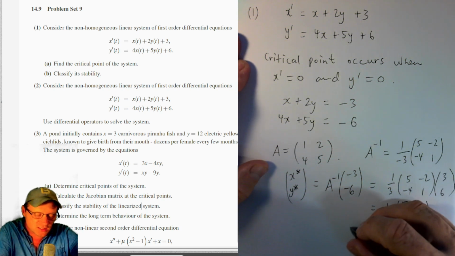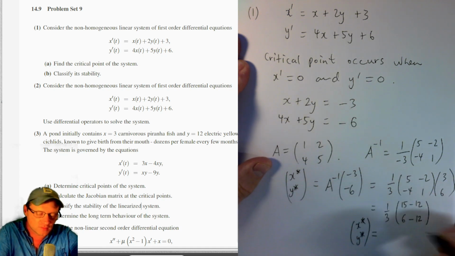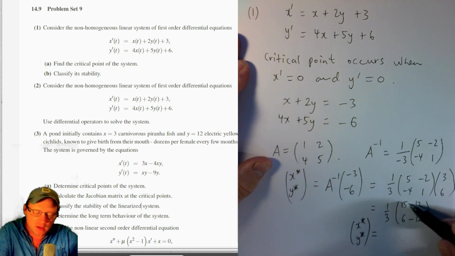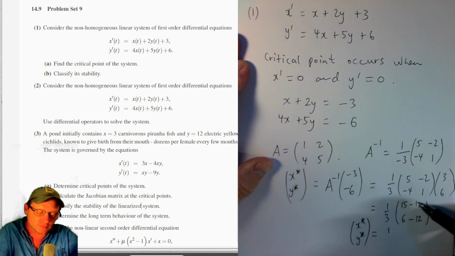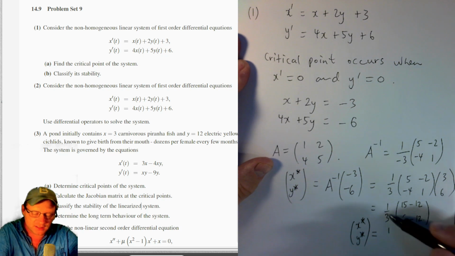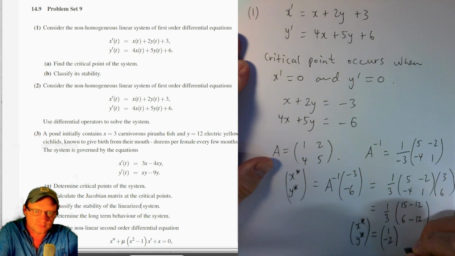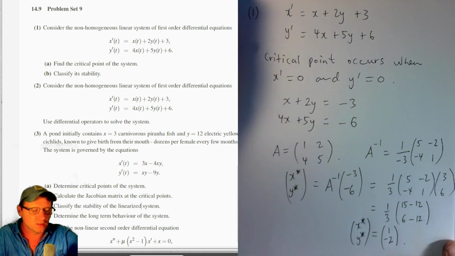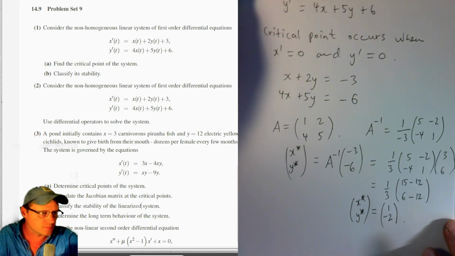So this gives us critical point equal to 3 over 3 is 1, and then minus 6 over 3 is minus 2. Okay, so we have found the critical point of the system.